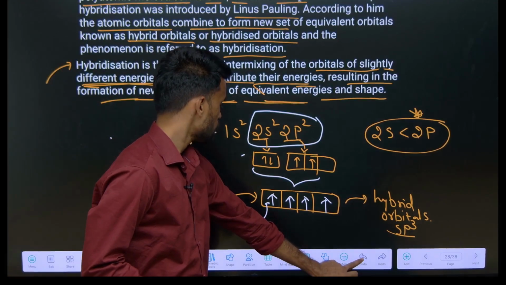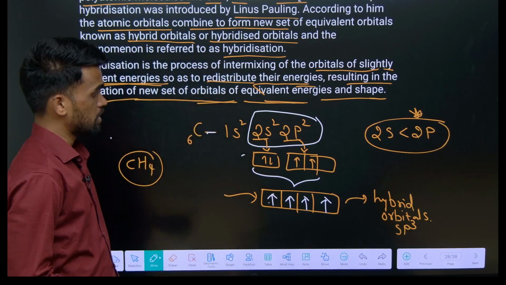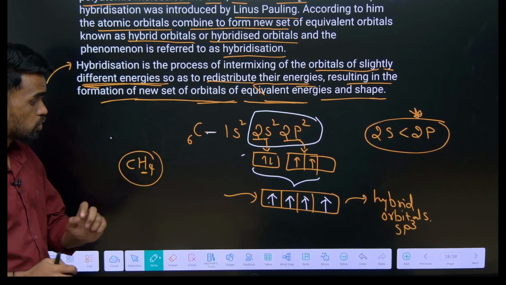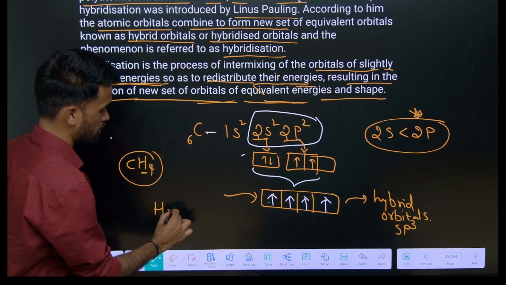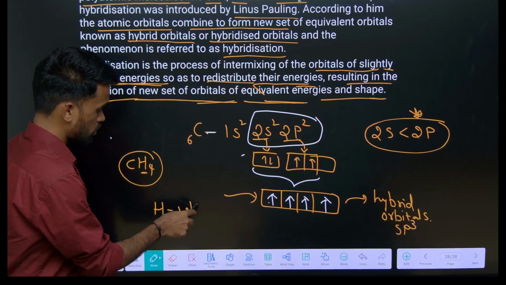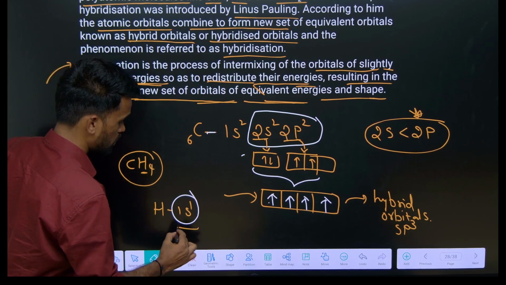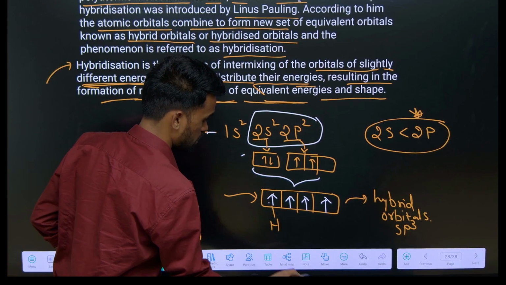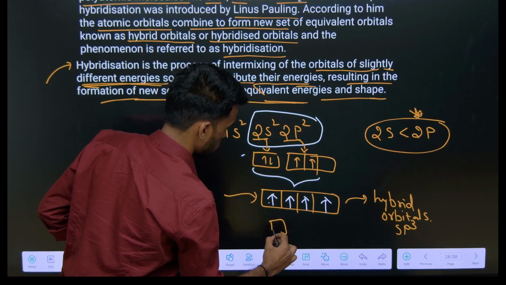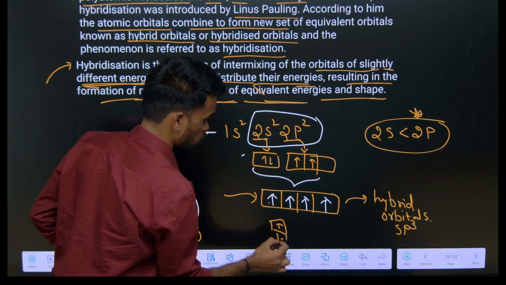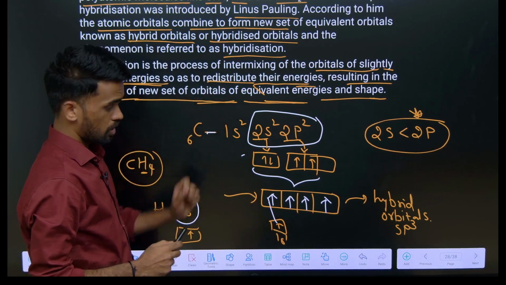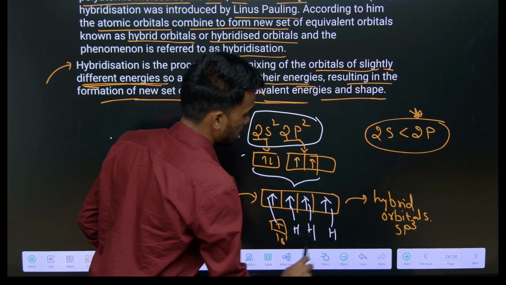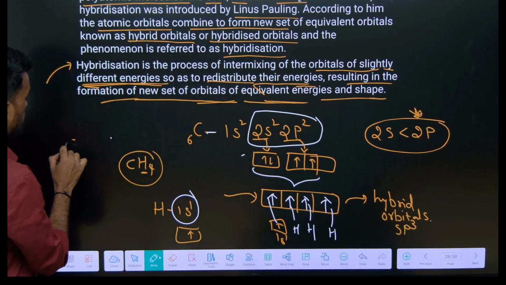Okay. So now after writing this, just look here. How many hydrogen atoms are there? 4 hydrogen atoms are there. We know each hydrogen atom has 1s1 electronic configuration, right? So each 1s1 electronic configuration means it will have 1 unpaired electron. Therefore, each hydrogen's 1s1 electron will be paired up with the carbon unpaired electrons. Like this, we can have 4 bonds which will result in forming the methane molecule.